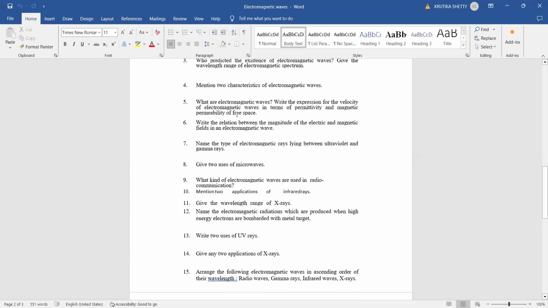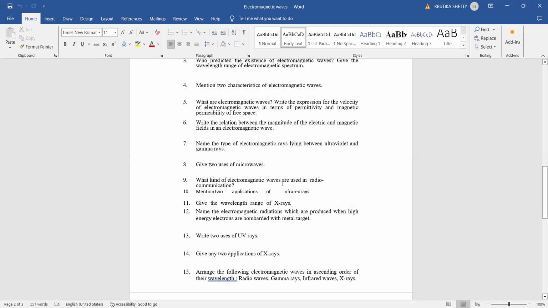Write the expression for the velocity of the electromagnetic waves in terms of permittivity and magnetic permeability of free space. Next, write the relation between the magnitude of the electric field and the magnetic field, and name the type of electromagnetic rays lying between ultraviolet and gamma rays. Also, two uses of the microwaves.